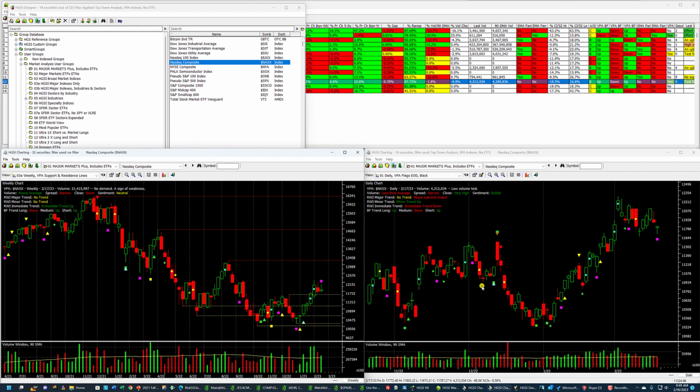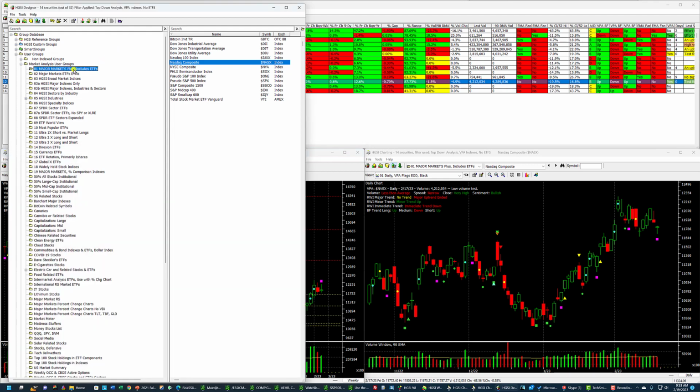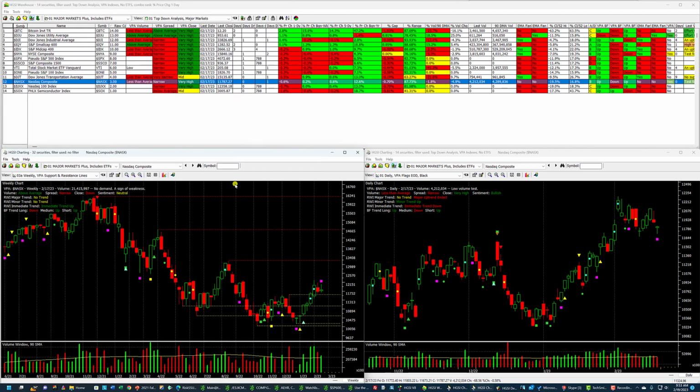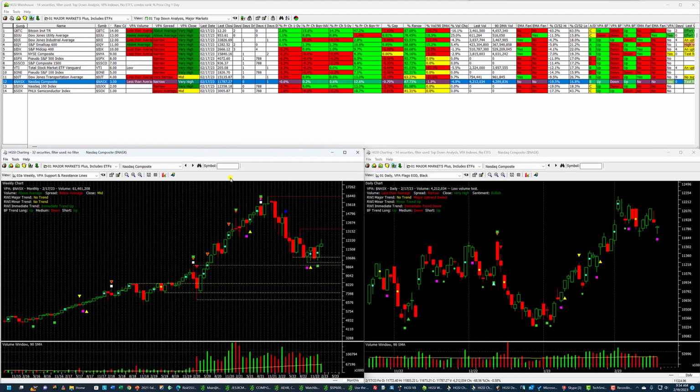Now, rather than using my standard Nasdaq chart that I put out every market day, let's take a look at this. I'm in my Major Markets Plus folder. I have the Nasdaq composite selected. I've double clicked it and brought it through to two charts. I have a daily chart here, a weekly chart here, but I'm going to hit my alternate M key and make this a monthly chart on the left.